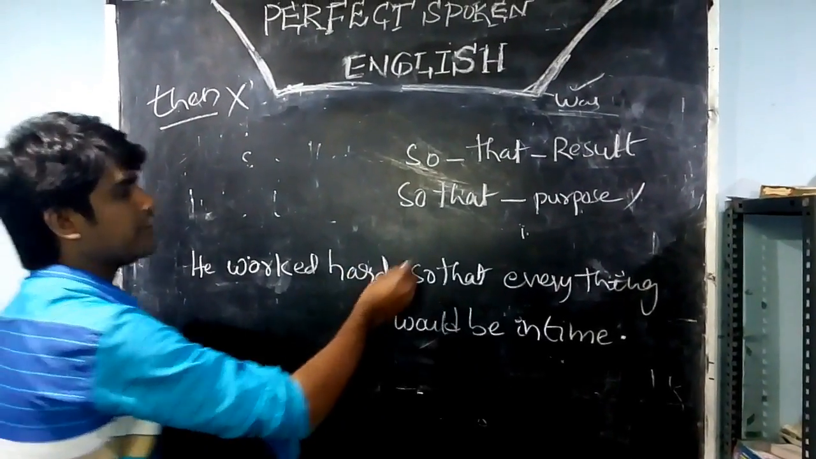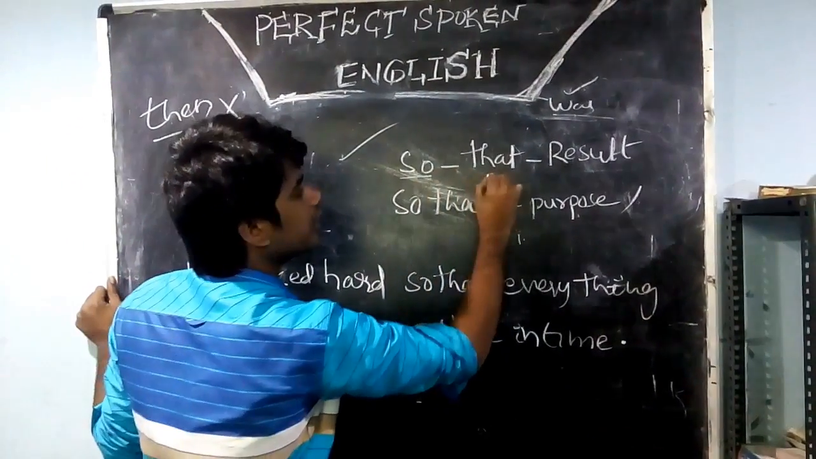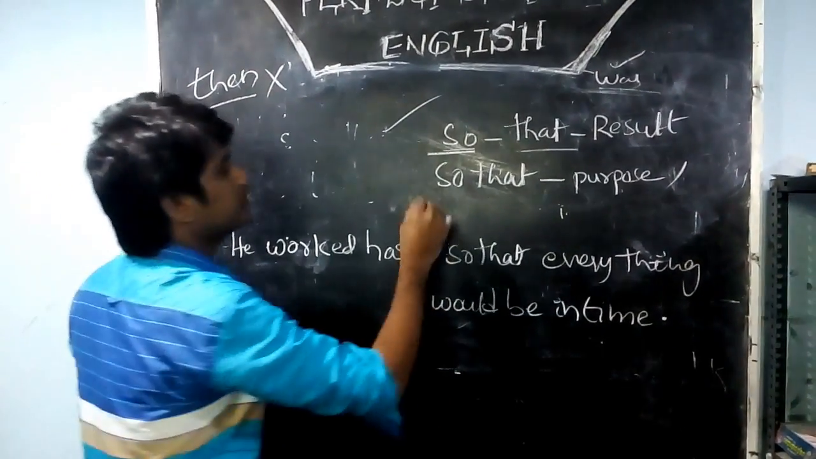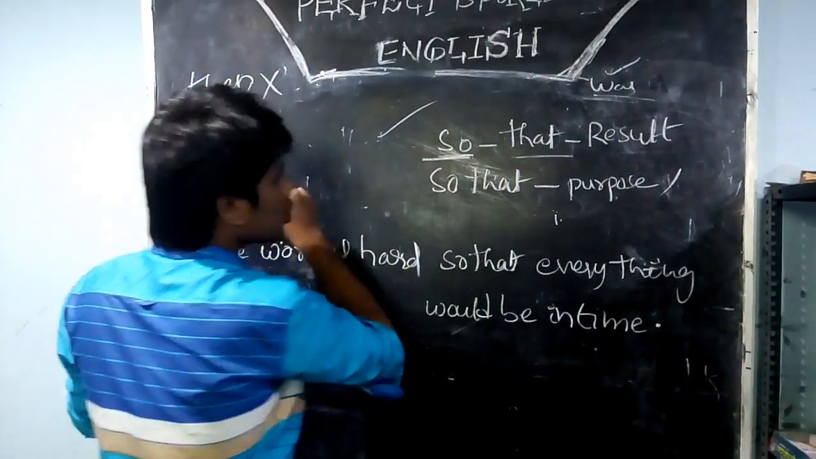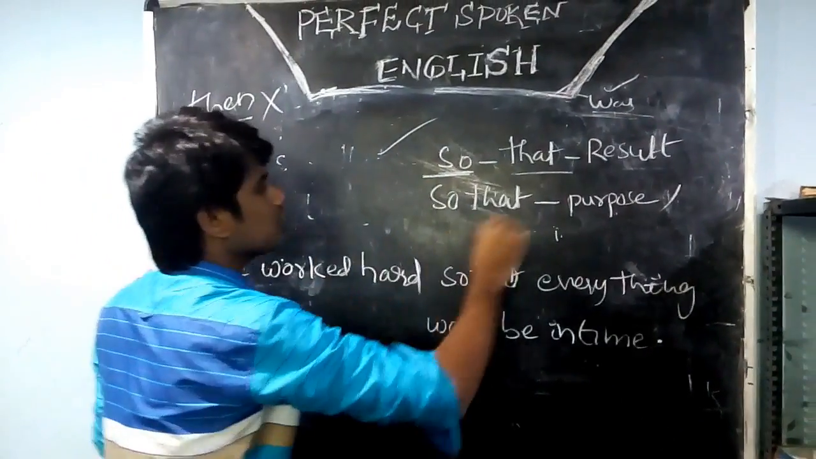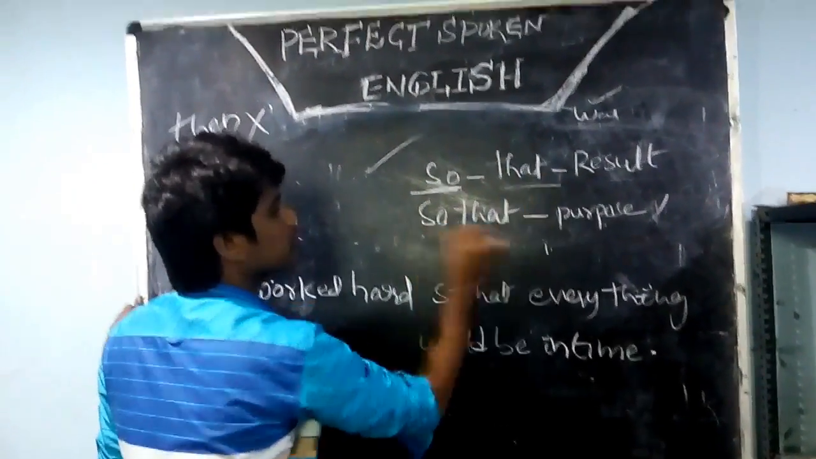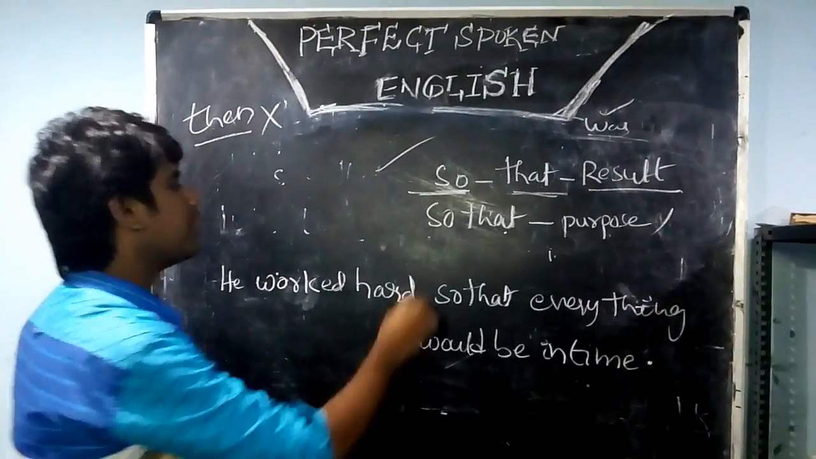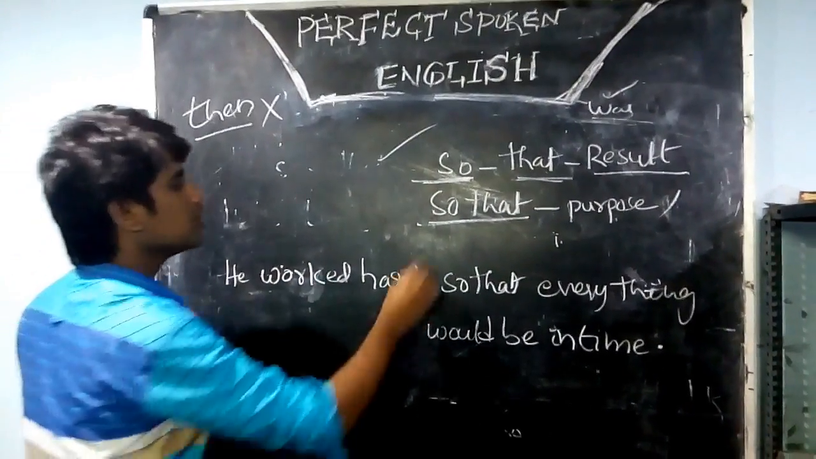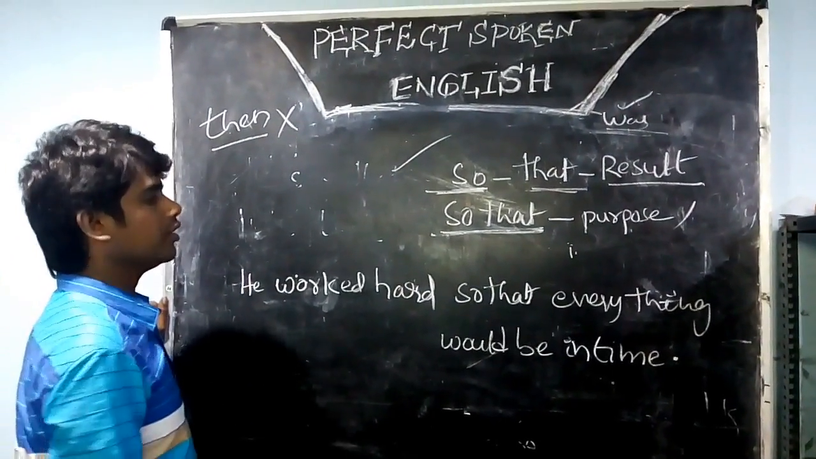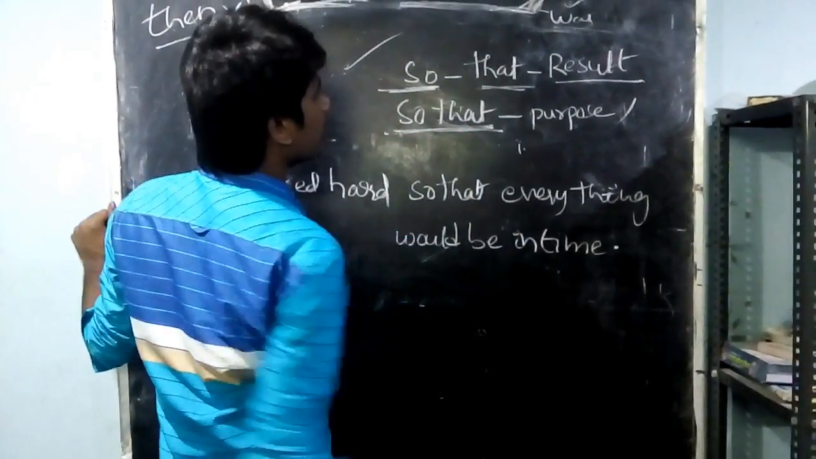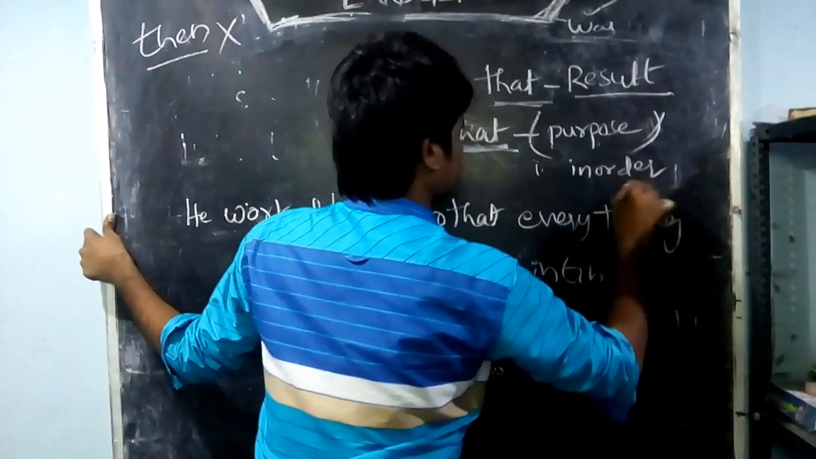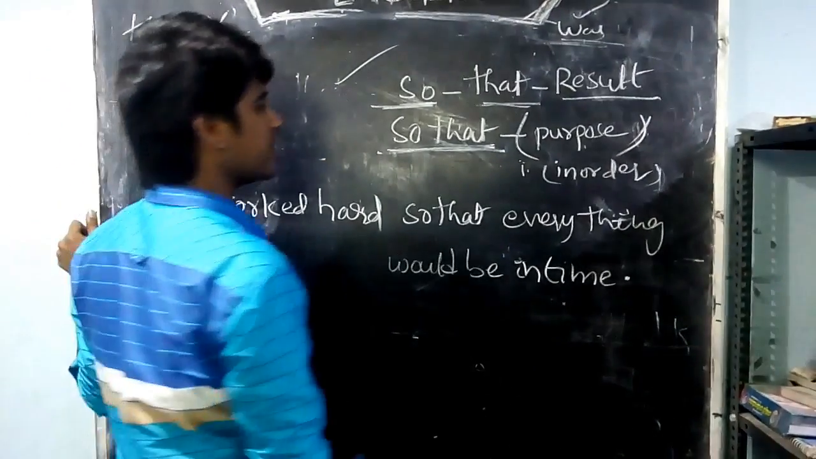He worked hard. Here we can see two different sentences: "so" and "that". Here "so" is used with an adjective or adverb, as in "he is so weak". When we are using "so" and "that" separately, that is revealing a result. And when we are combining them in the middle of the sentence, it will be written "so that", combinedly. This is telling about the purpose, or "in order to".